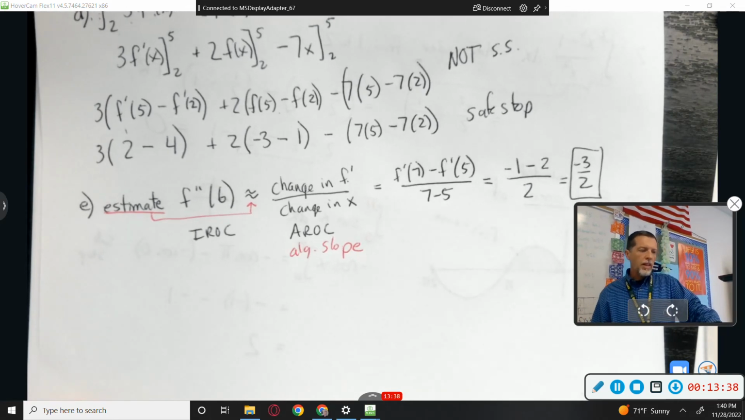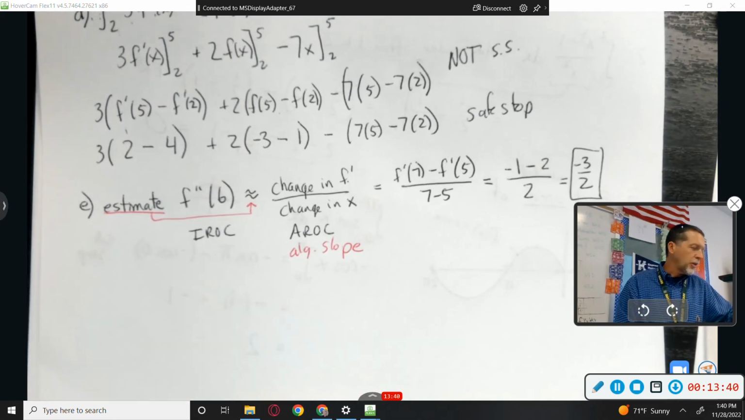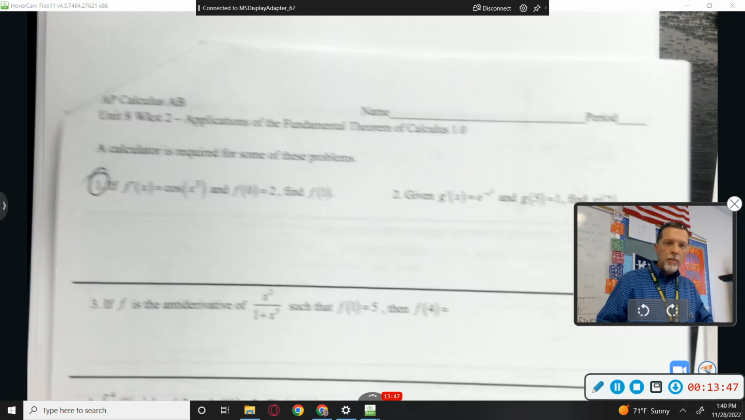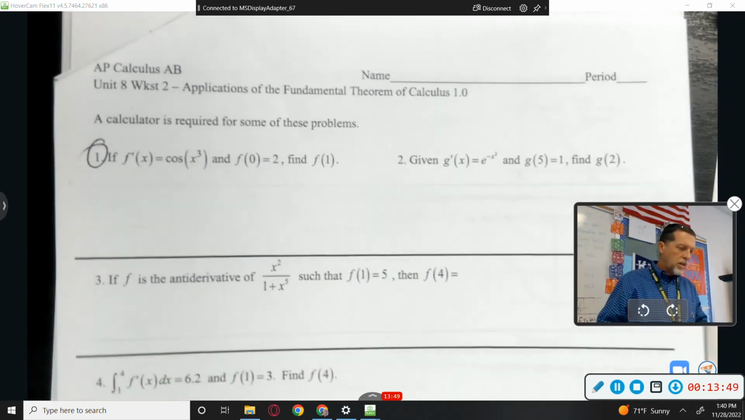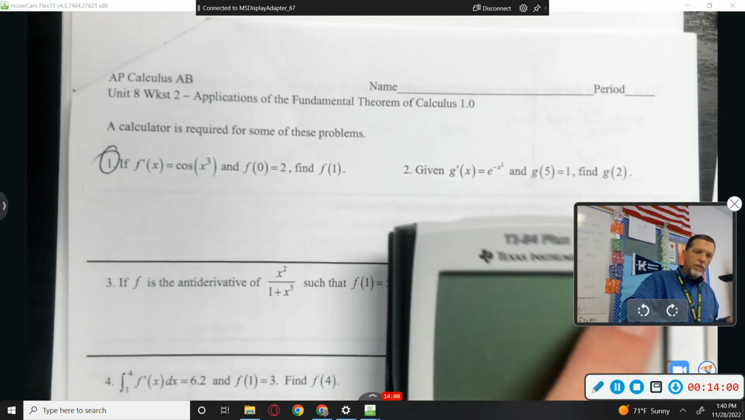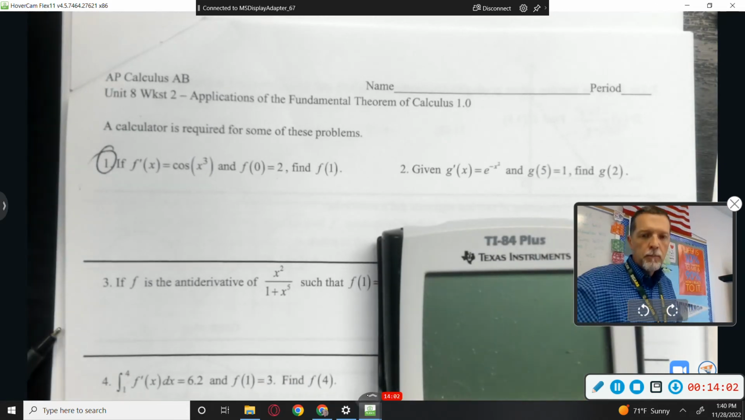All right, that was a review question. That's not really fundamental theorem of calculus stuff. Let's get out the worksheet packet and do some of those together. So today's assignment is worksheet 2, but let's go over some together. And by the way, you will need a calculator, so go grab one if you need one. May I borrow one? Yes, they're back there.